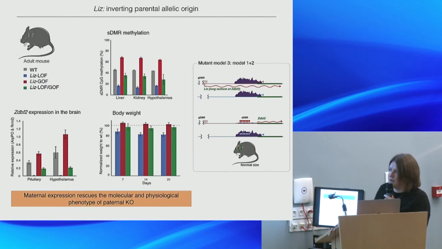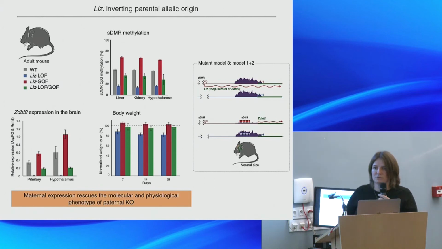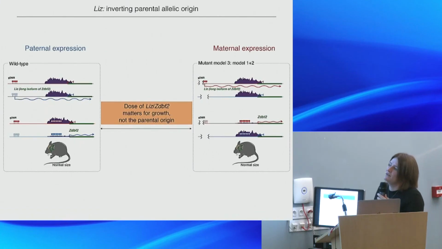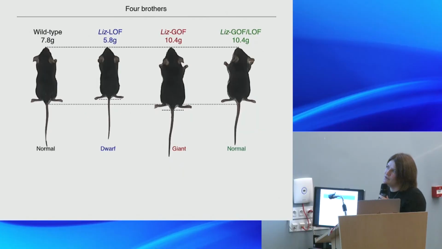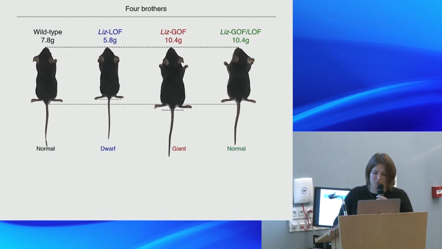So at both the molecular and physiological level, it seems that maternal Lees expression is completely able to rescue normal paternal Lees expression for programming ZBF2 and growth rate. So what matters here is not really the parental origin of Lees expression, but more the dose that matters for growth programming. And here are actually 4 brothers coming from the same litter. We are lucky enough, by breeding these 2 different mouse models, to see here no Lees expression, double Lees expression bigger, and then maternal specific expression of Lees, and you can see that you restore proper body weight.